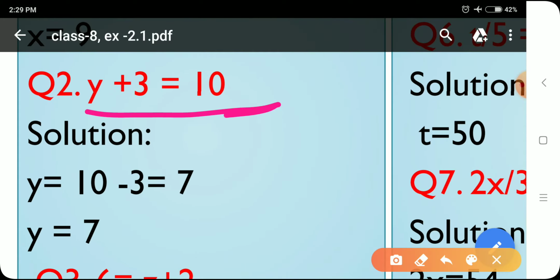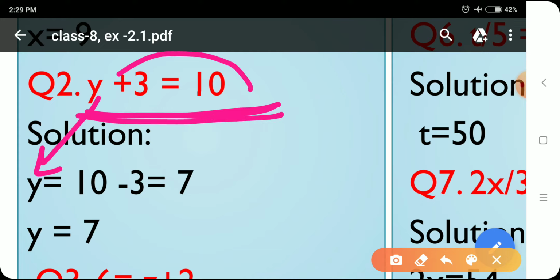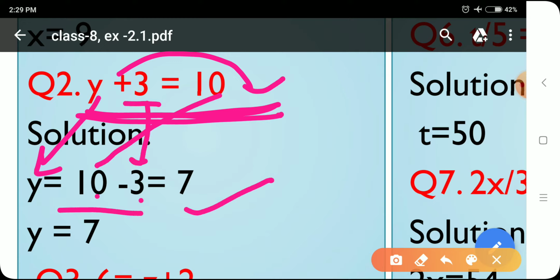See, y plus 3 is equal to 10. Now taking y on the left hand side, this plus 3 will become minus 3. 10 is already there, so 10 minus 3 will become 7, and y is equal to 7 is your answer.